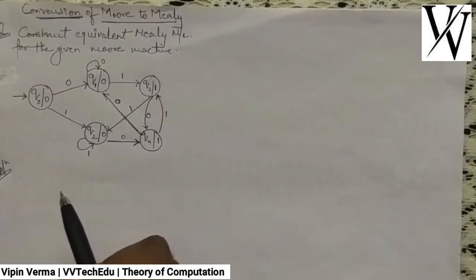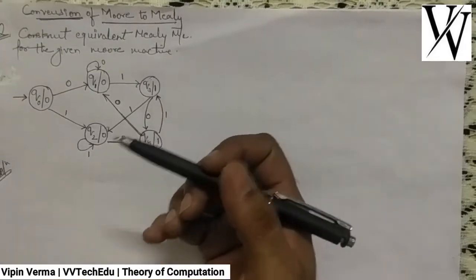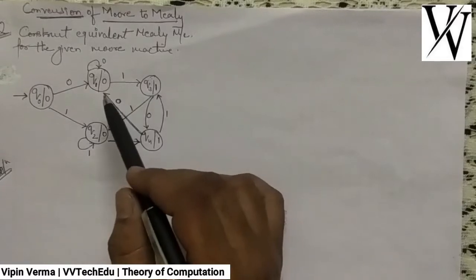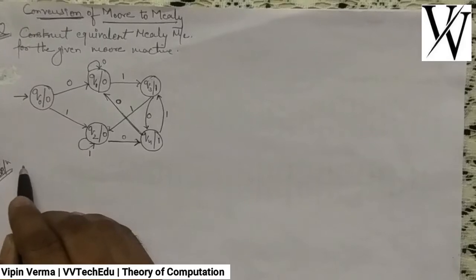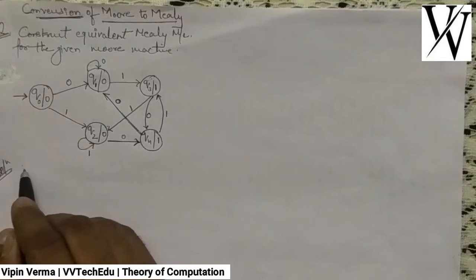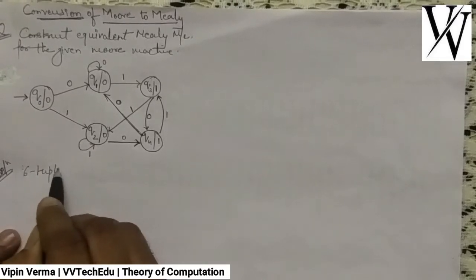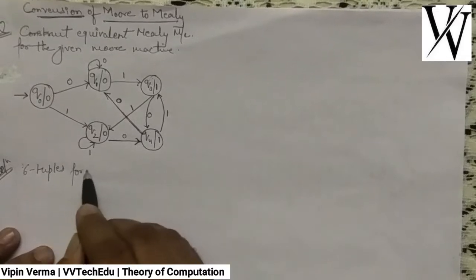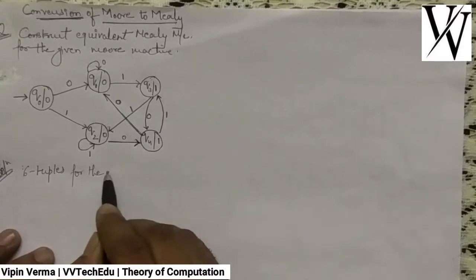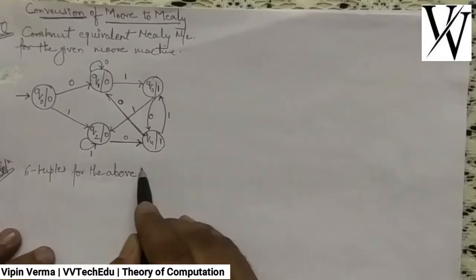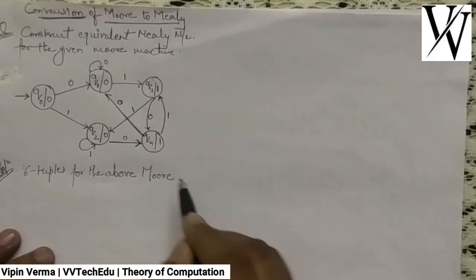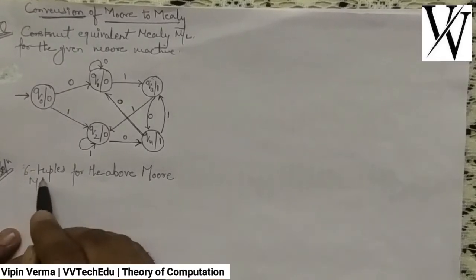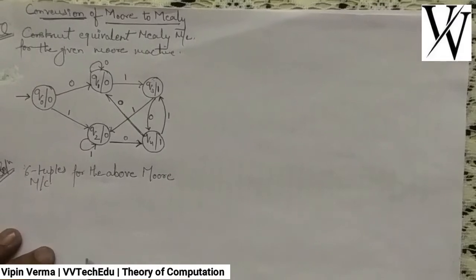We first write the description or the definition corresponding to all the tuples belonging to this machine. So we first need to define the 6 tuples for the above Moore machine.